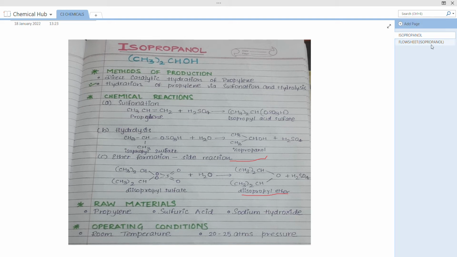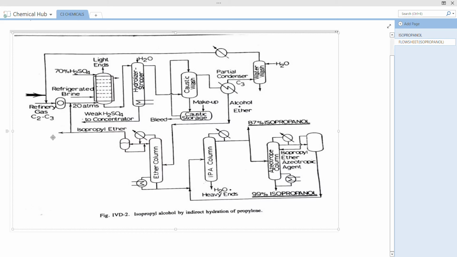Now let us discuss the flow sheet for this process. First of all, pure propylene or a mixture of C2 and C3 compounds is fed into a reactor. The pressure is raised to 20 to 25 atm using a compressor. Now 70 to 75% concentrated H2SO4 is added to the reactor in countercurrent mode to the tray column, where reactive absorption occurs. Here the sulfonation reaction takes place.